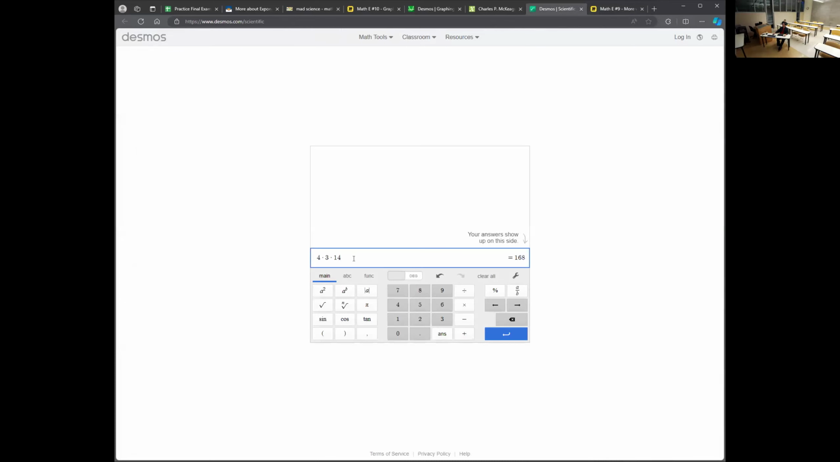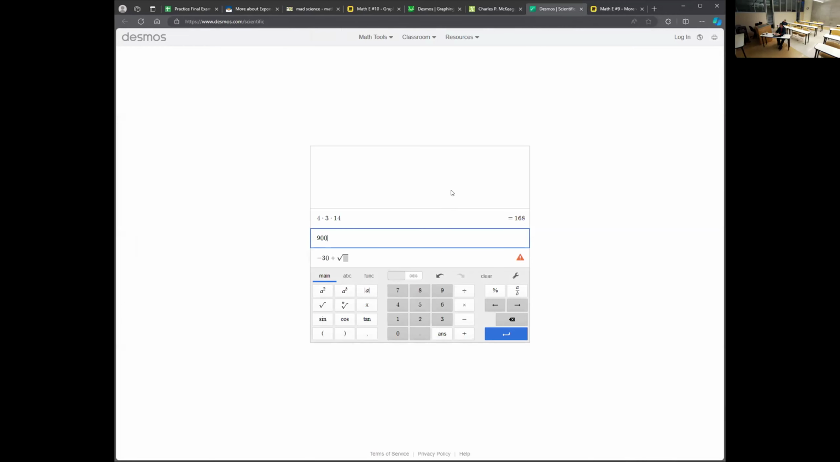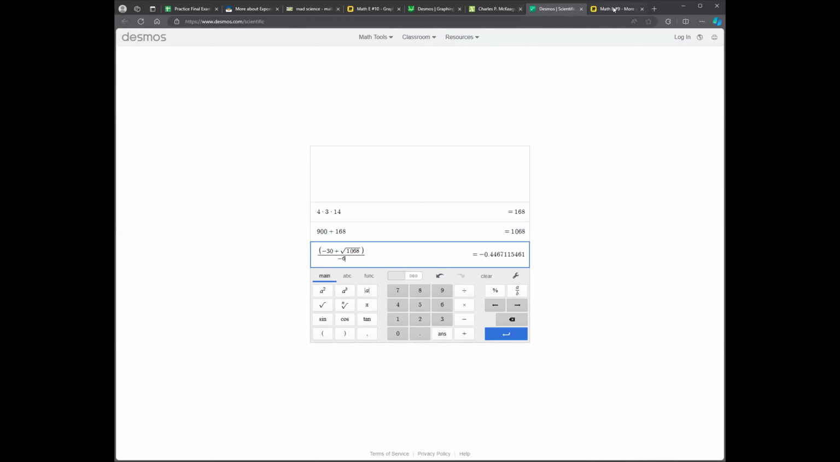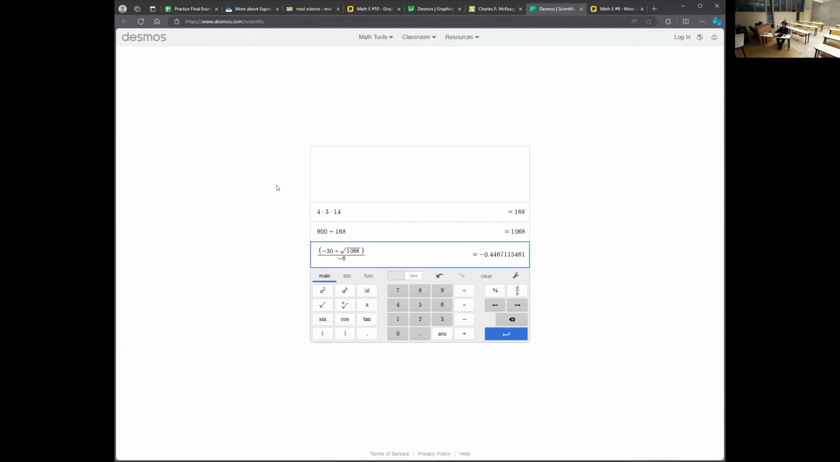So -30. I'll start with plus the square root. Actually, I'm going to do another line. So 900 minus 168. No, plus 168. And 68. Okay, so that's what I'll put in here. And then I think I have to put that in parentheses. So everything is divided by -6. Did I do that right? -30, -6, looks good. Okay.